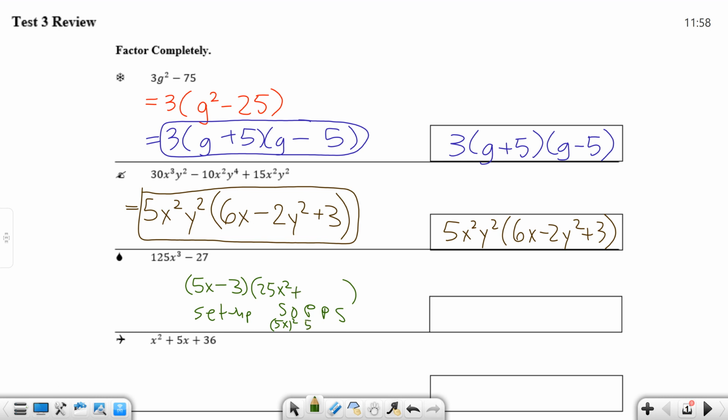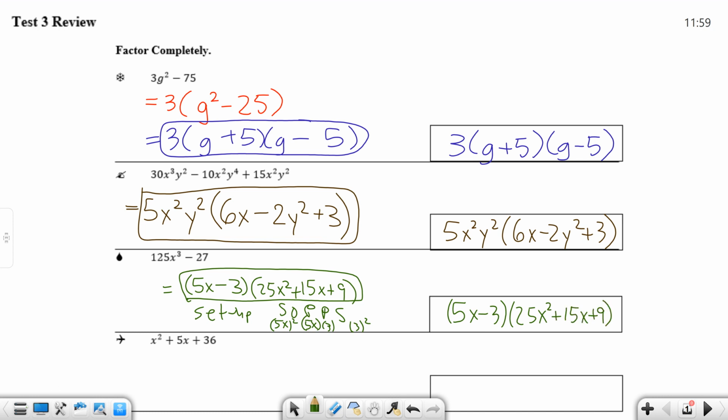Then you have a product. That is 5x times 3. Remember, we don't care about that negative 3. We've already taken care of my sign right here with the opposite. So 5x times 3 is 15x. And then this is always a plus. And then we're going to square the last thing, the 3 here, and that gives me 9. So there's my final answer. We have 5x minus 3, and then we have 25x squared plus 15x plus 9.